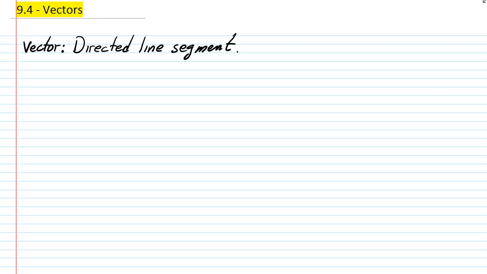Today we're going to talk about vectors. So let's begin with the very simple, shorthand definition of a vector. Simply put, a vector is a directed line segment. The fact that we use the word directed implies that there's a direction associated with every vector. And the fact that it is a line segment implies that there is a magnitude to every vector. So every vector has a magnitude and direction.